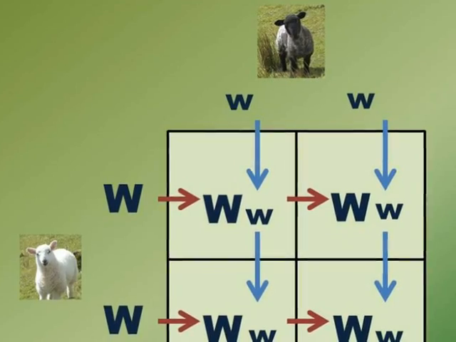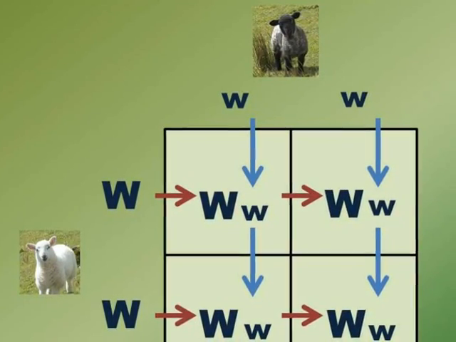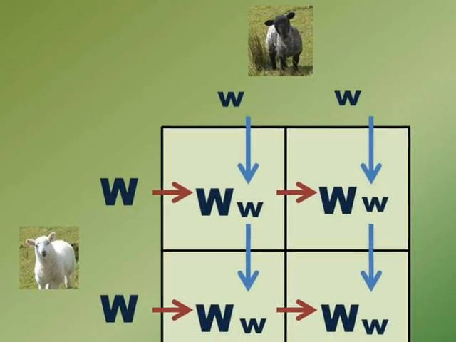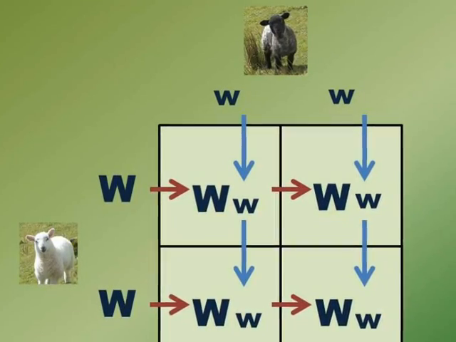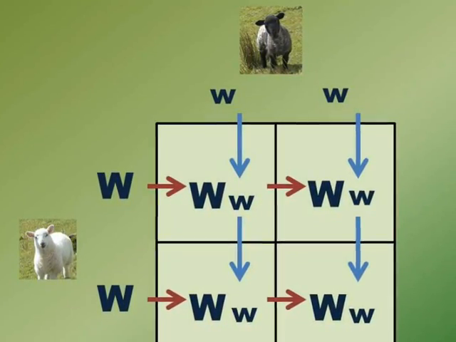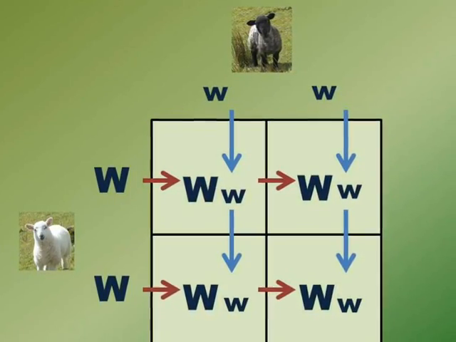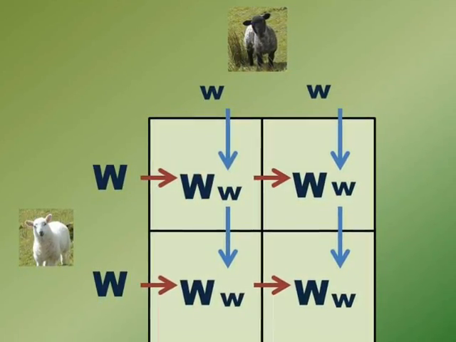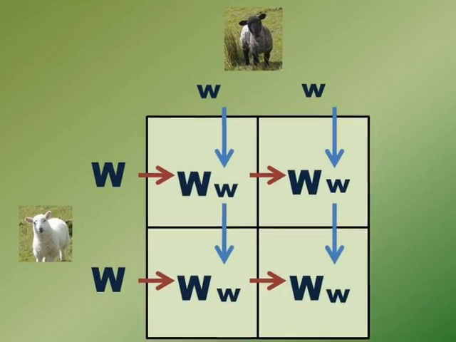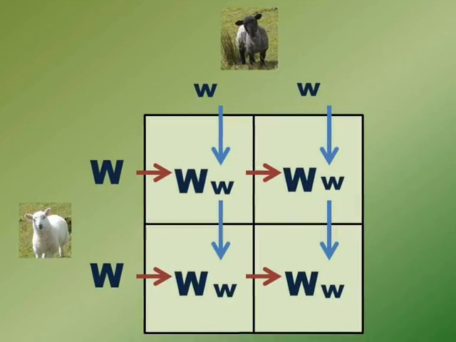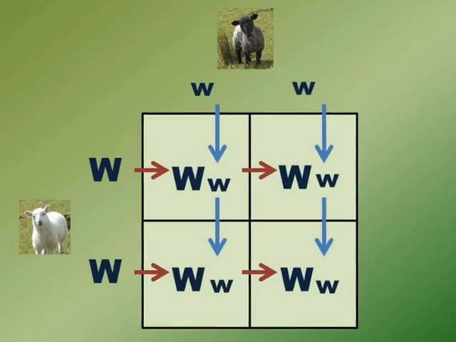Now it's time to cross. Starting on the left side, follow the red arrows and write the letter on the left side of the square in each box as you move horizontally across. You should have an uppercase W in each box. Next, from the top of the square, follow the blue arrows and write the lowercase w in the boxes moving vertically downward. You should have a lowercase w next to each uppercase W in each square of the box.